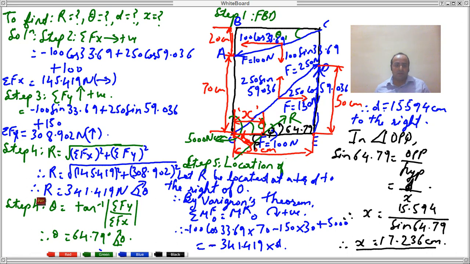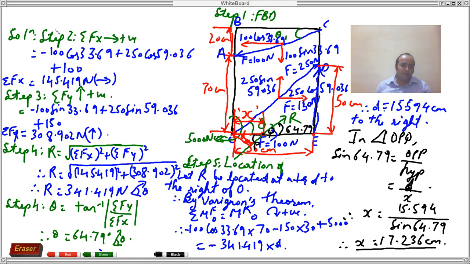So friends, what I can do is, just at the top I'll be erasing this part. So the x-intercept, I can write it very clearly. Therefore, x-intercept is equal to 17.236 centimeter to the right of O.